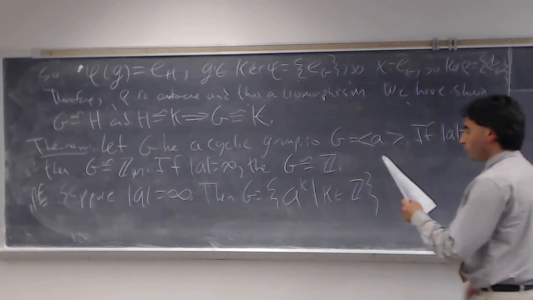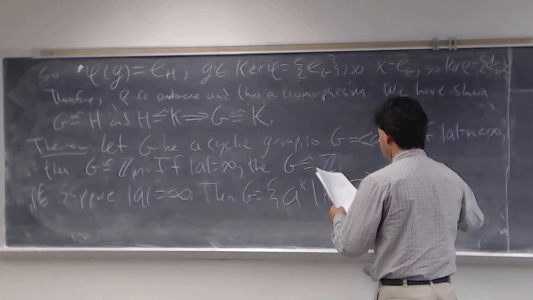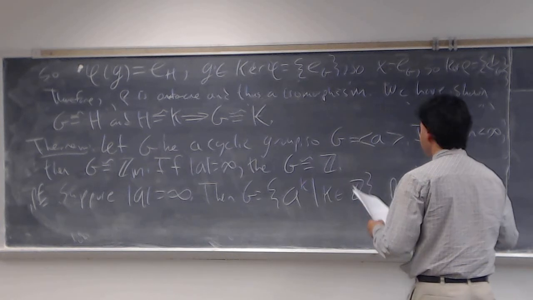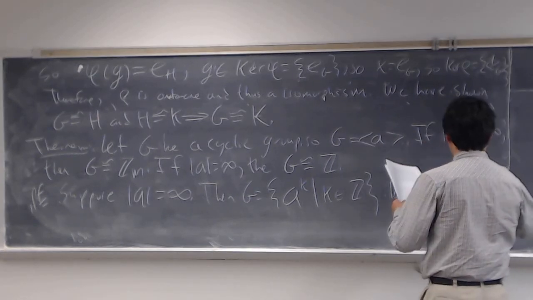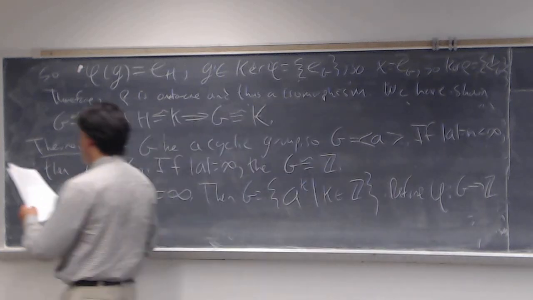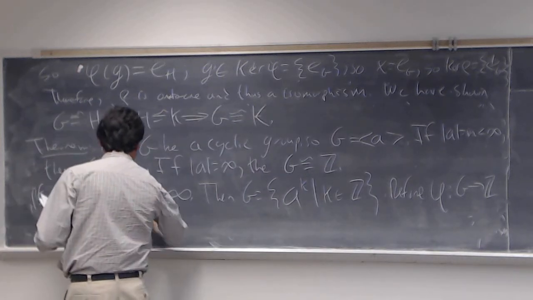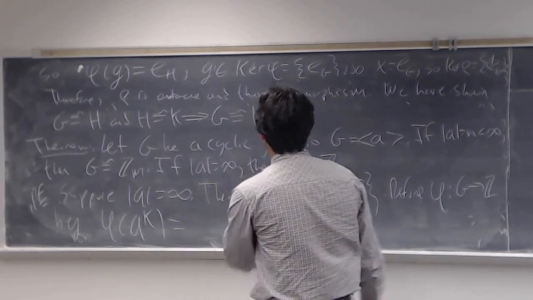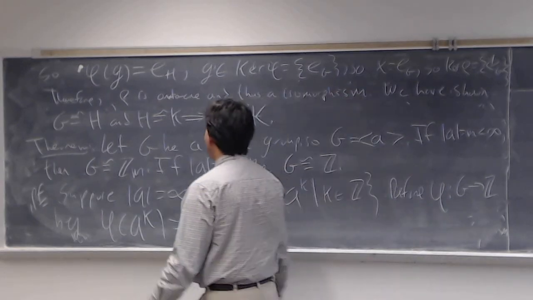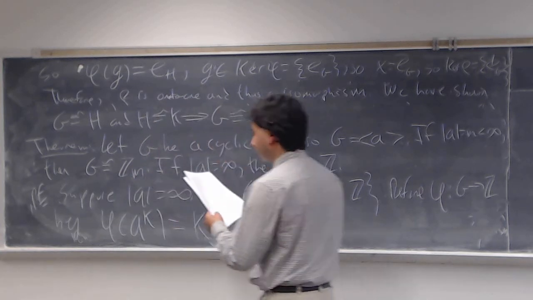Okay, so what do we define? Let's define phi from G to Z by, well, what's a typical element in G? A typical element in G is A to the K, so phi of A to the K is just going to be the integer K.